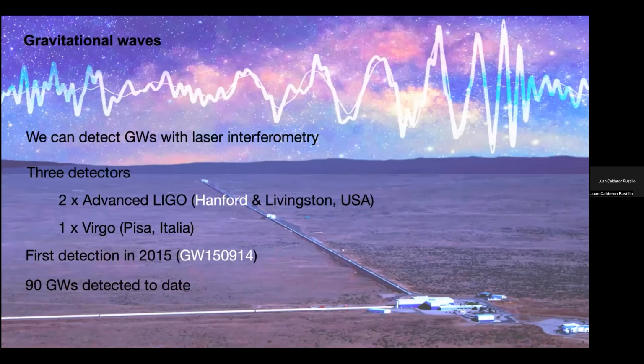So where do we stand in terms of gravitational wave detections? As I said, we have, as of now, 3 active detectors: 2 advanced LIGO detectors in Hanford and Livingston in the US, and 1 Virgo detector in Pisa, Italy. And we have now a 4th detector that will be joining LIGO and Virgo for the 4th observing run, which is KAGRA in Japan.